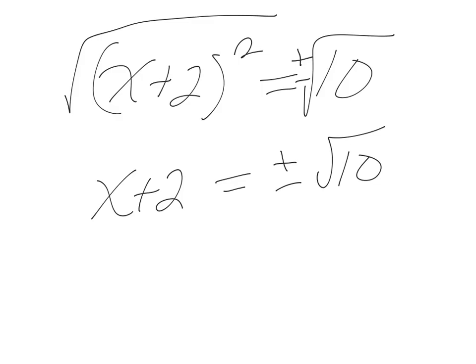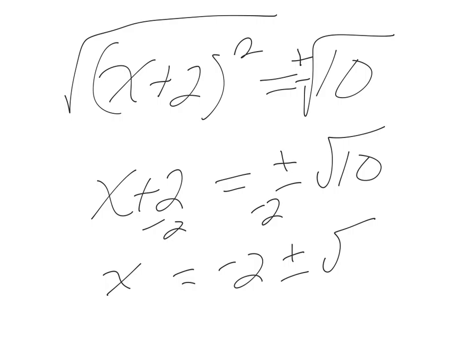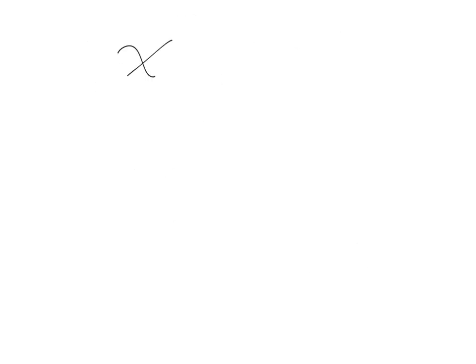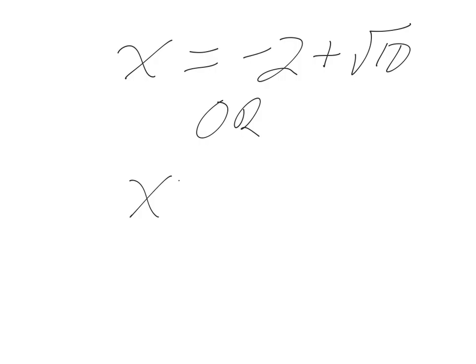To solve for x, we would subtract 2 from both sides, and we would get x equals negative 2 plus or minus the square root of 10, which separately would be x equals negative 2 plus the square root of 10, or x equals negative 2 minus the square root of 10. If we plug these values in for x into our original equation, we would end up with a true statement.